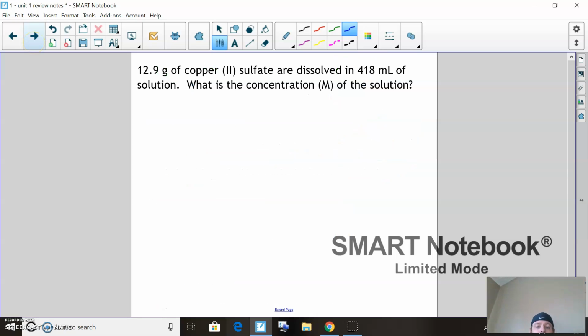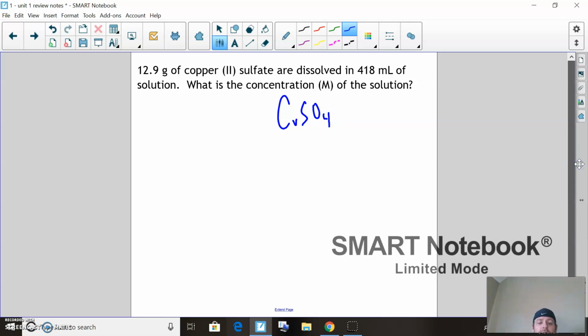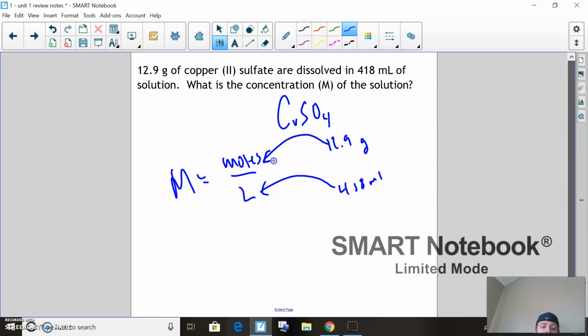So here we go. Copper sulfate, CuSO4. All right. So here's what I want to find. I want to find the molarity. I have to be in moles and I have to be in liters. So I'm given 12.9 grams and 418 milliliters. Well, I have to convert that to liters and convert grams to moles.